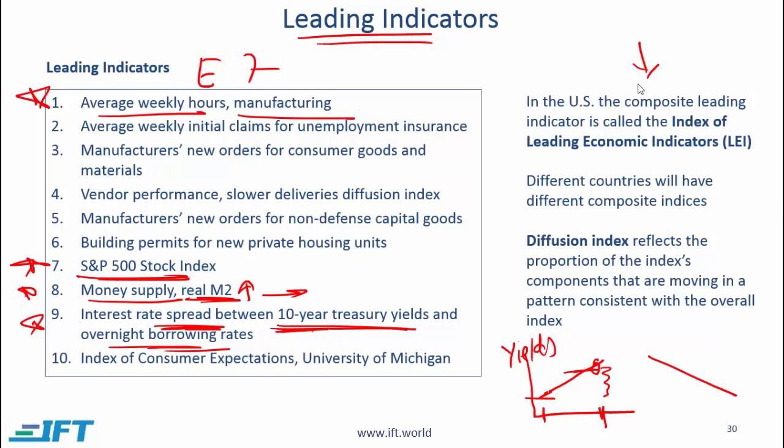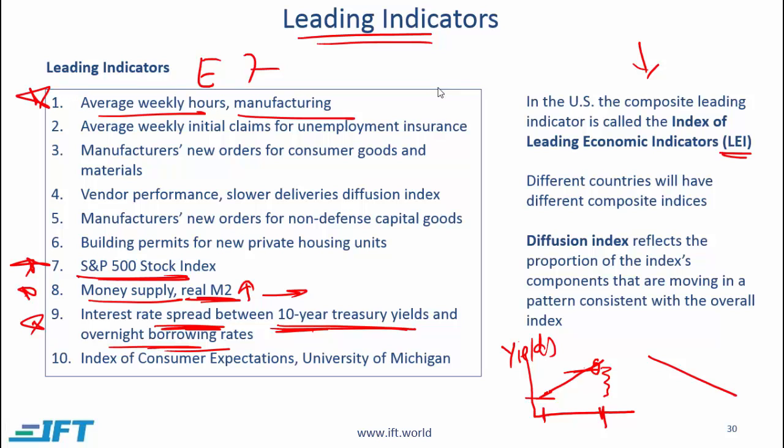Now some general remarks. In the United States, the composite of leading indicators is called the Index of Leading Economic Indicators, or LEI. This composite essentially is a composite of all these leading indicators. It is possible that some leading indicators are telling one story and other leading indicators are giving a different indication.